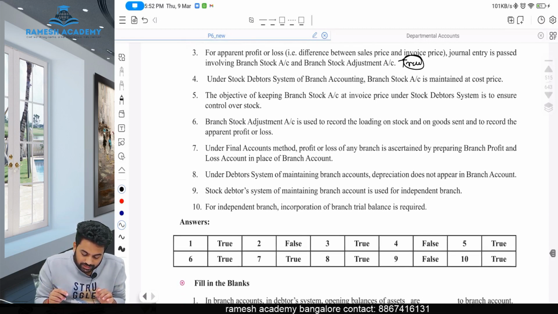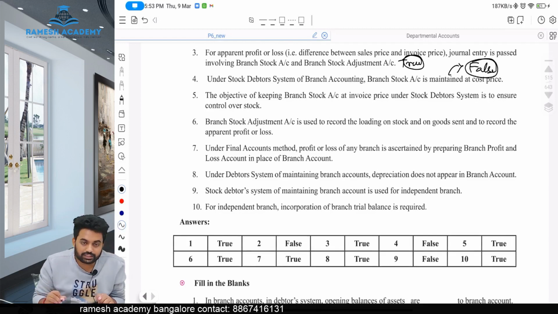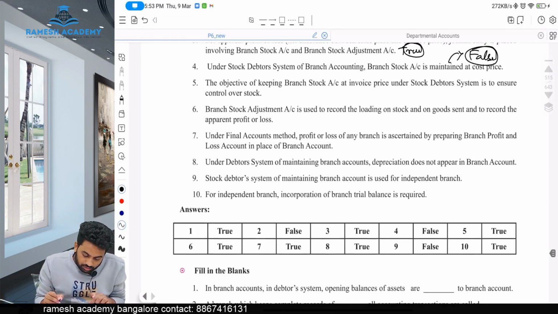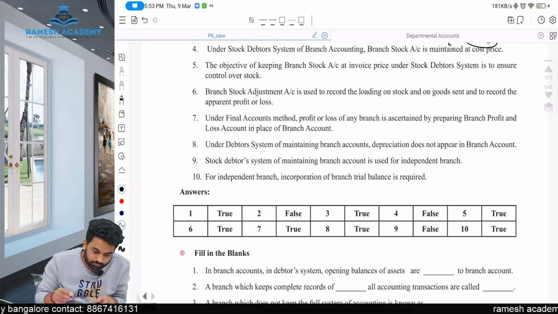Under stock debtor system of branch accounting, branch stock account is maintained at a cost price. Whether it's maintained at a cost price? No, it is maintained at an invoice price and a sales value. The objective of keeping a branch stock account at an invoice price under a stock debtor system is to ensure control over stock. True.